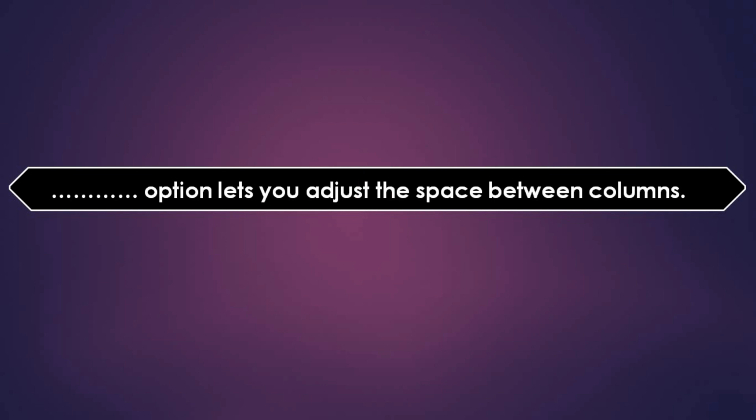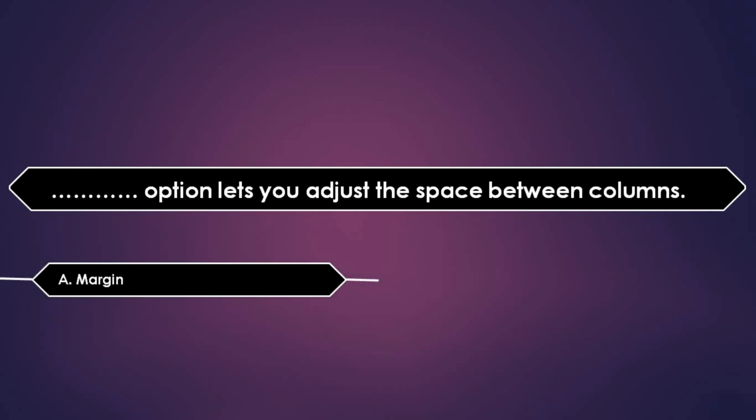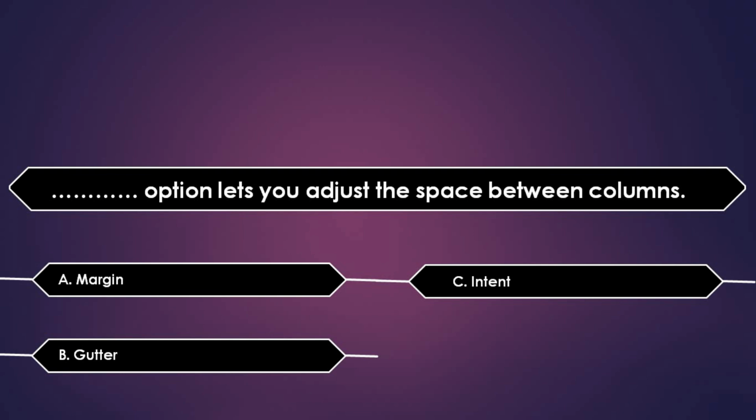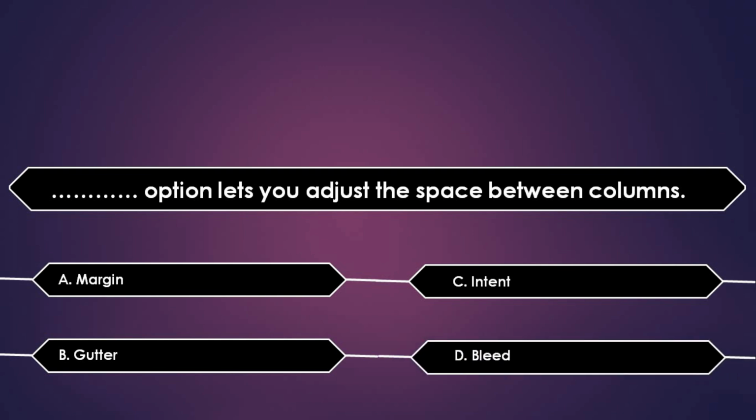Dash option lets you adjust the space between columns. A. Margin. B. Gutter. C. Indent. D. Bleed. The right answer is gutter. Gutter option lets you adjust the space between columns.